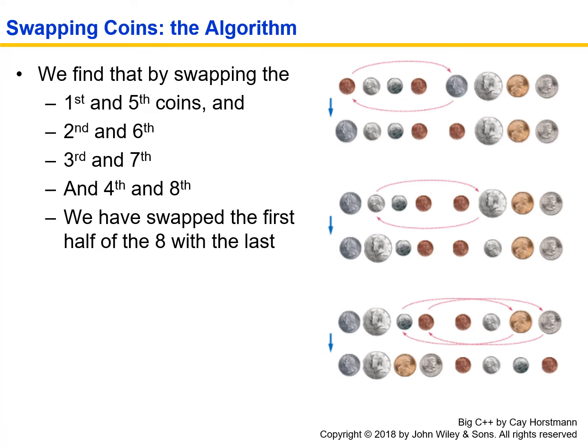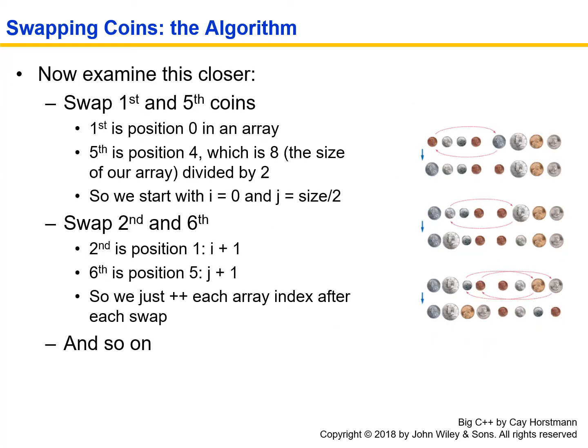This is a pretty efficient method because you're working in parallel. You're working through the array in a logical order, so that you'll notice that the coins we're swapping are always 4 coins apart. So that means that we're moving through the array in a logical order. Now let's look at this a little bit closer.